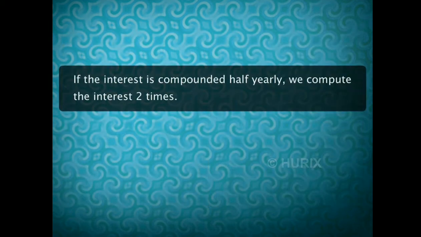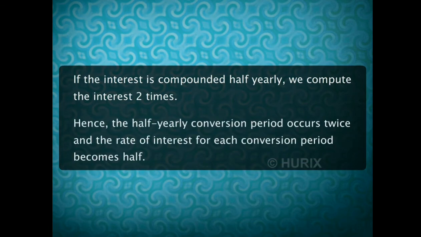Note that if the interest is compounded half-yearly, we compute the interest 2 times as against an annual compounding. Hence, the half-yearly conversion period occurs twice in a year, and the rate of interest for each conversion period becomes half.